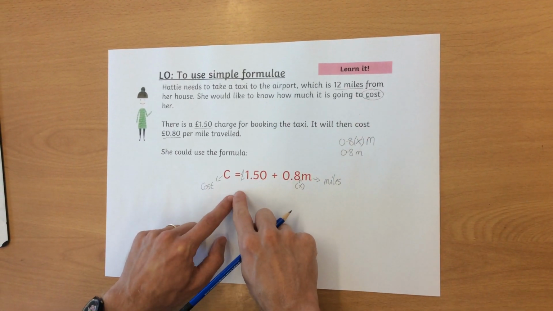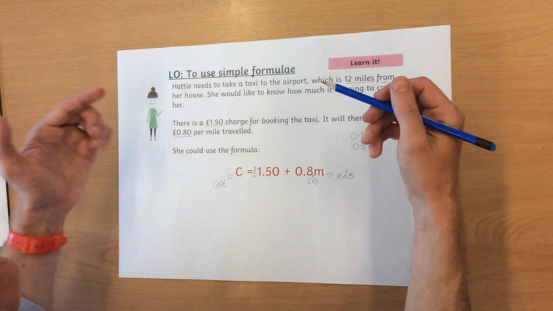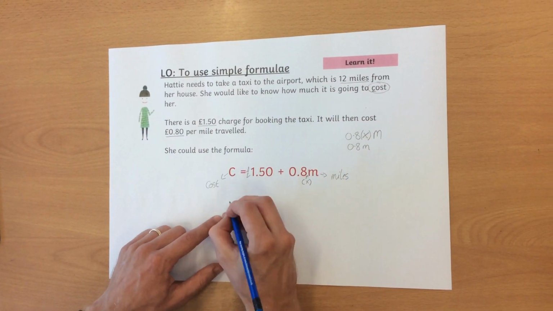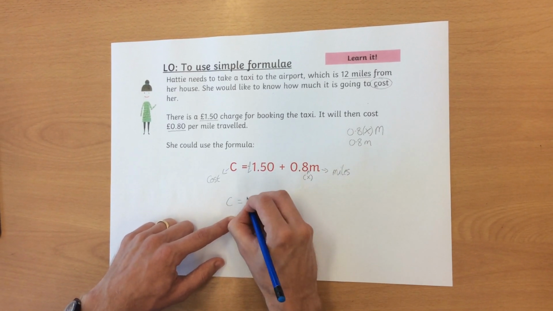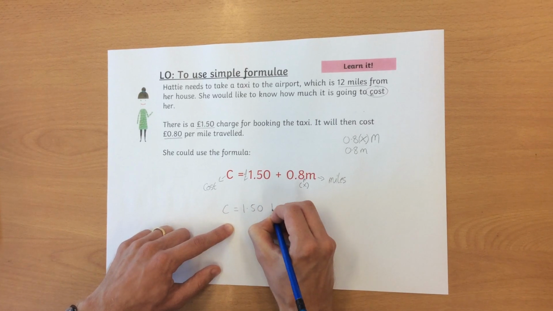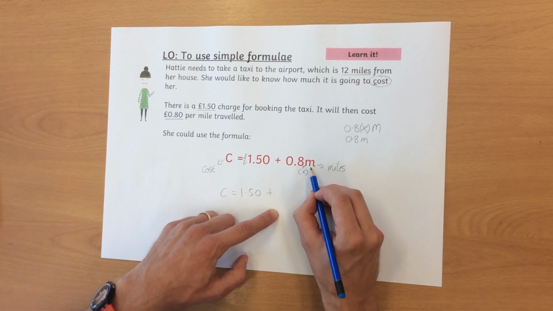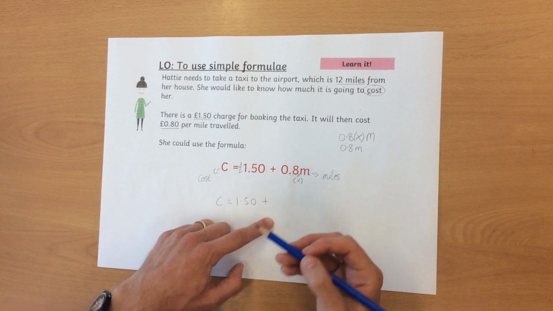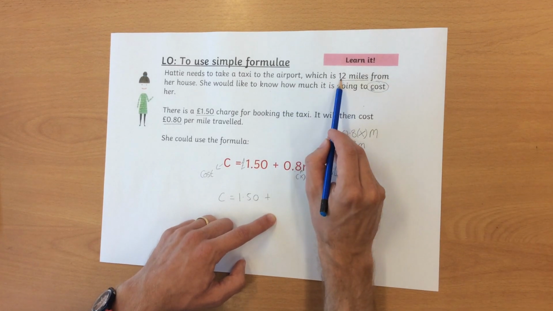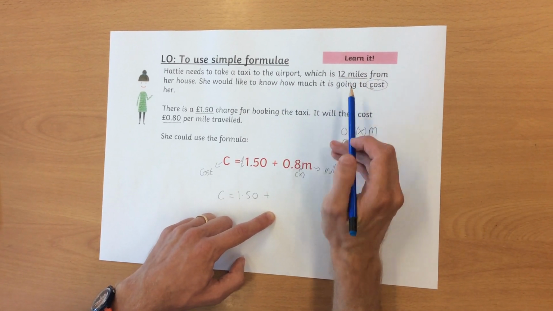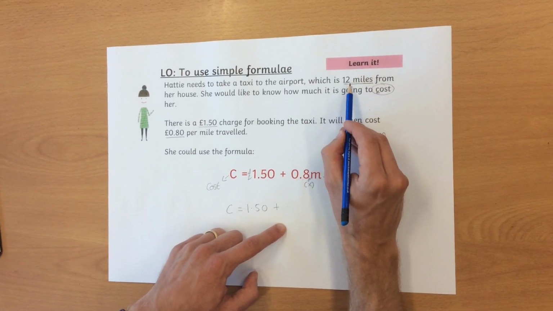Right, so now I've kind of dissected my formula. Let's see if we can actually have a go at answering the question now. So C equals £1.50, so I'm going to put 1.50 plus 0.8 multiplied by the miles. But what is m? What is the value of m? Hattie needs to take a taxi to the airport, which is 12 miles. So with my letter m, I need to replace it. I need to substitute it with the number 12.